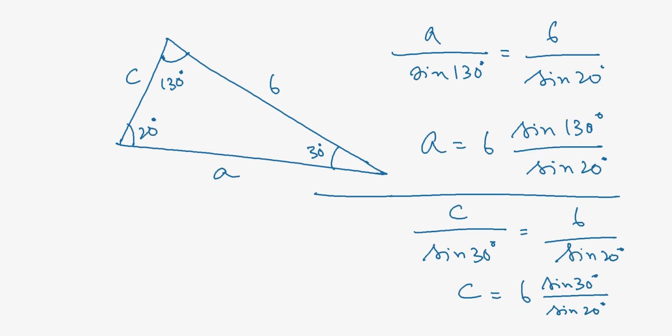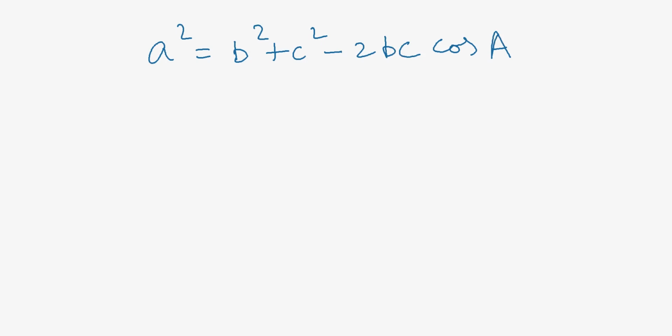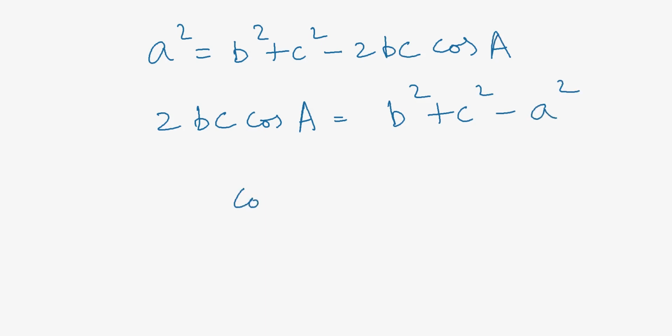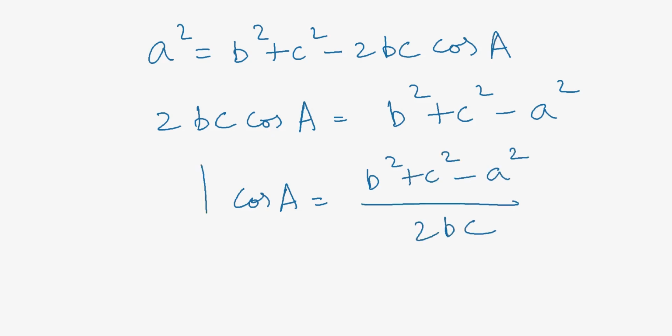So I will end with the cosine rule. The cosine rule is written as a squared is equal to b squared plus c squared minus 2bc cos A. This can also be written as 2bc cos A is equal to b squared plus c squared minus a squared. So cos angle A is b squared plus c squared minus a squared over 2bc.